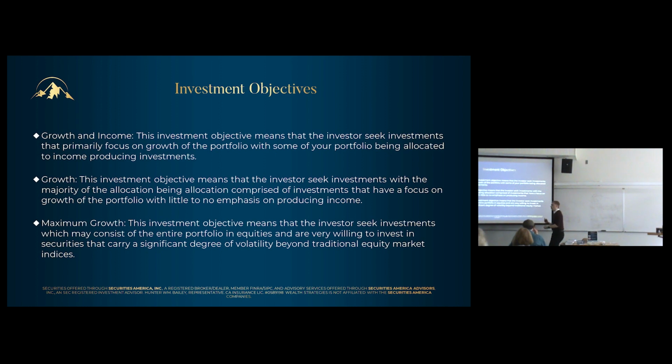Maximum growth is pretty much the same thing as growth, but just crank up the switch, like we just go all the way there. This investment objective means that the investor seeks investments which may consist of the entire portfolio in equities and are very willing to invest in securities that carry a significant degree of volatility beyond traditional equity market indices. So this last part is kind of important, as it keys you to the difference between the two: beyond traditional equity market indices.